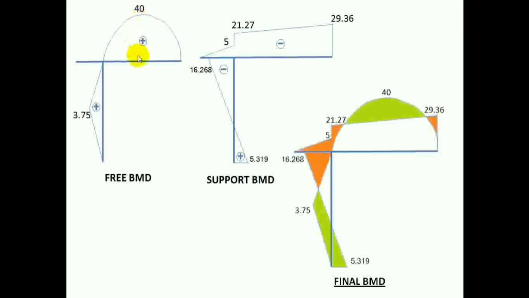Of course, this total part is positive and this total part is negative. From this positive side, this negative must be subtracted. That's why the remaining moment is this much. Here the remaining moment is this much. Only the remaining moment I have shown in a colored portion. For this we have to design a beam, and for this we have to design a column. So this is the final BMD.